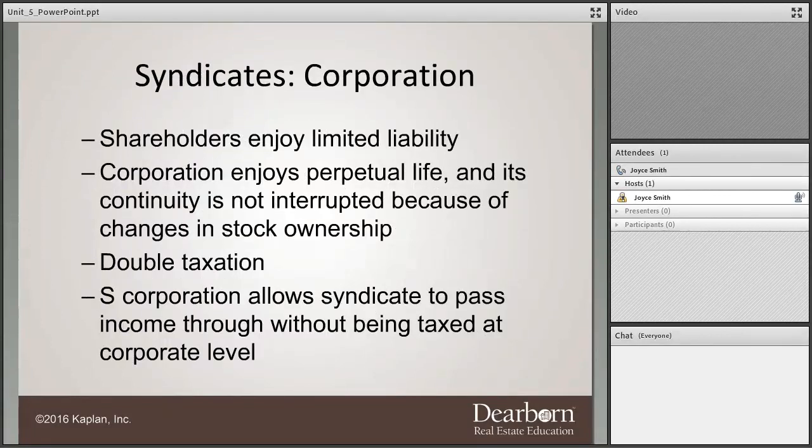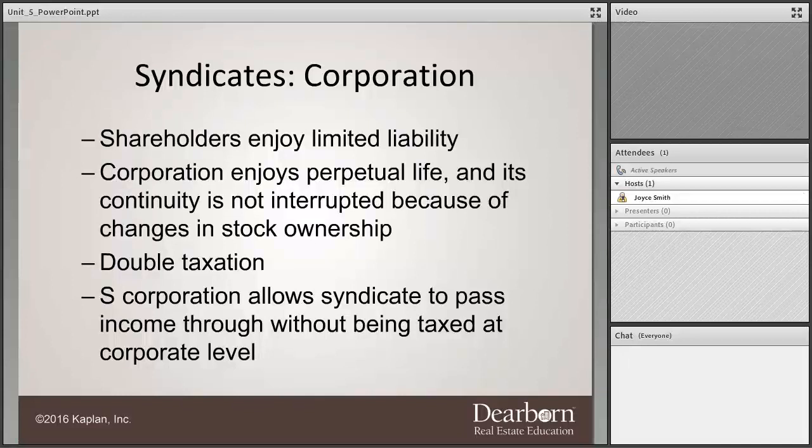A syndicate's, again, corporation. They're shareholders. They enjoy limited liability. The reason they want to be shareholders in an LLC is they're not the managing partner. The limited liability is only their investment. They're only liable to their investment. They could lose their entire investment, but nothing will come back to their other investments. It's just the amount of investment they put in that syndication. Corporation enjoys perpetual life. Its continuity is not interrupted because of changes in stock ownership, so people can buy and sell into it. It never fades away.